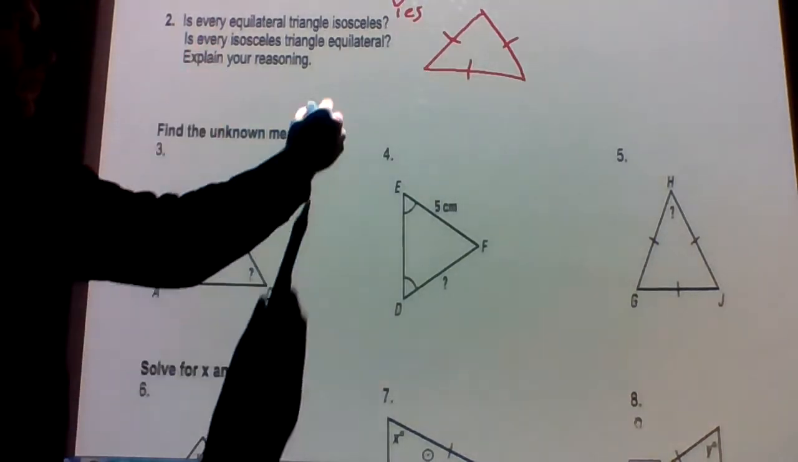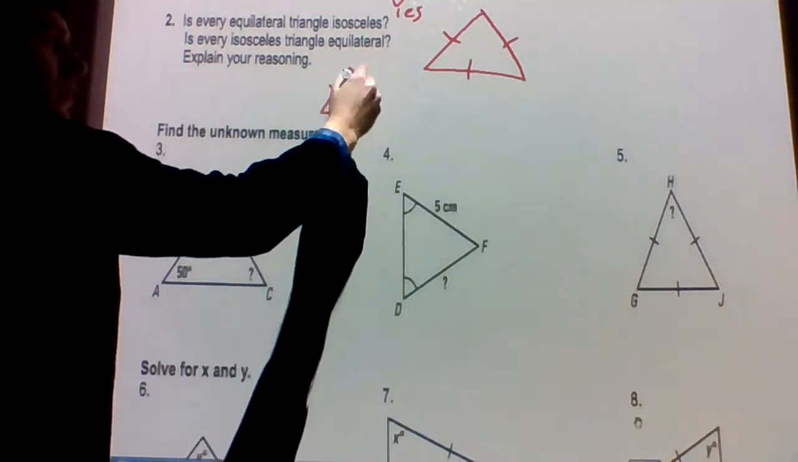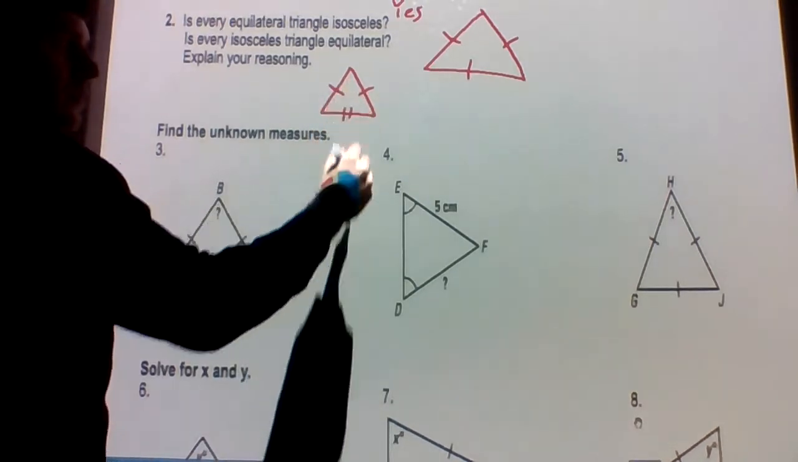Is every isosceles triangle equilateral? No, this one could have a different length here.